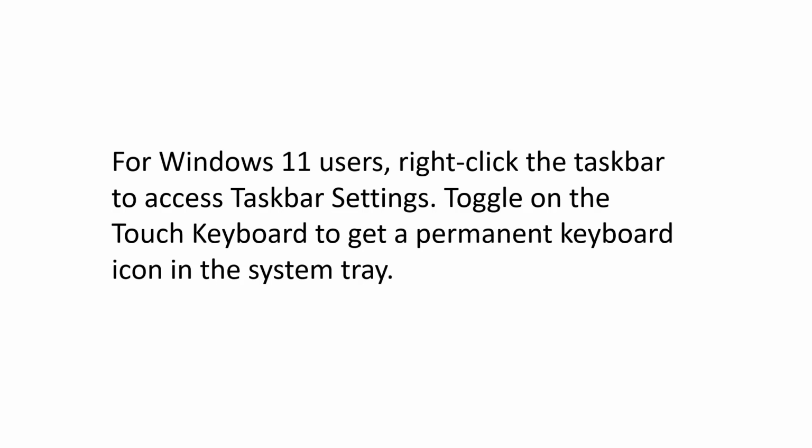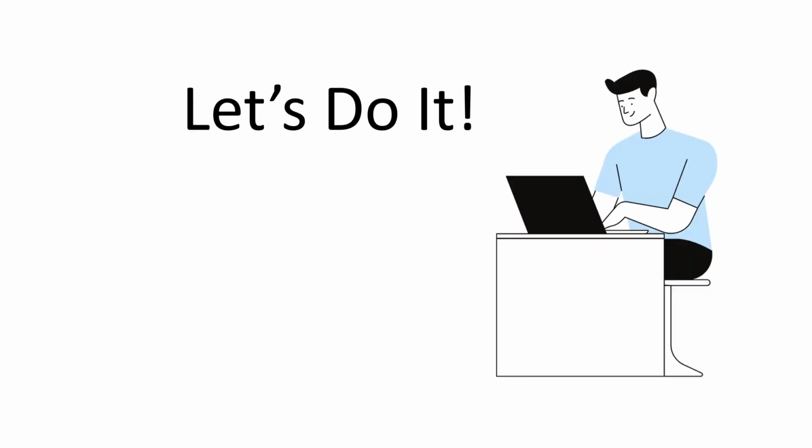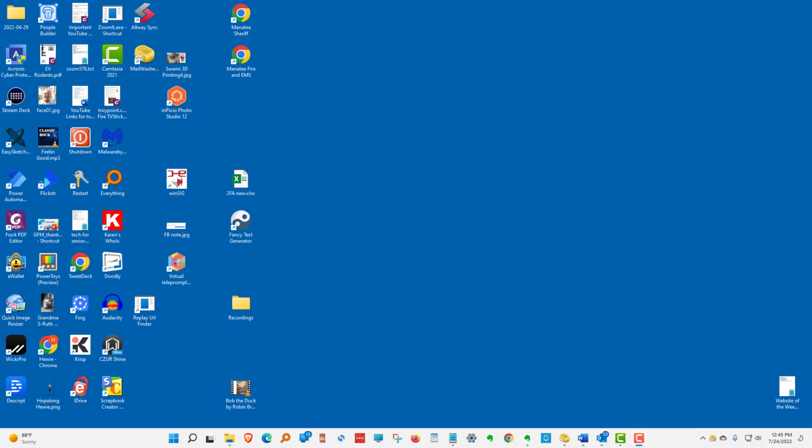For Windows 11 users, right-click the taskbar to access taskbar settings. Toggle on the touch keyboard to get a permanent keyboard icon in the system tray. So let's do it. The touch keyboard is normally used with a tablet or touch screen, but if you have neither, you can still use that touch keyboard. Let's set it up on my Windows 11 machine.